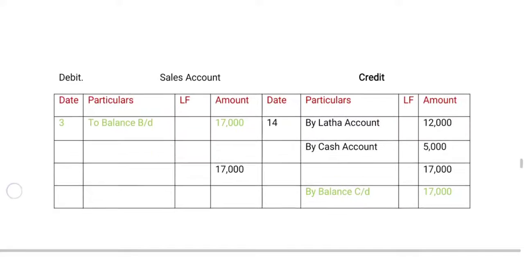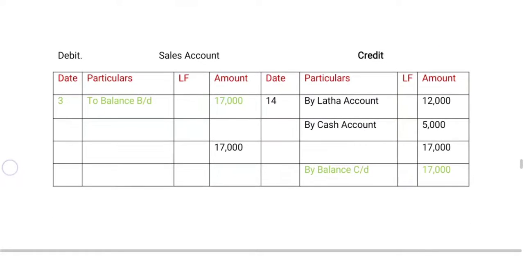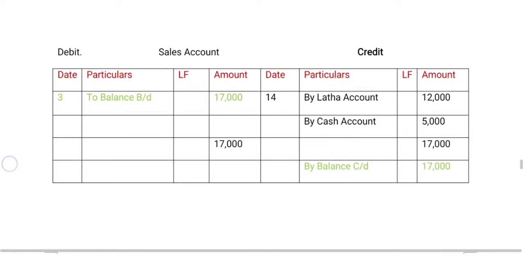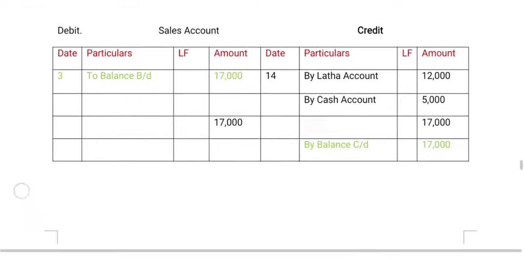Then we are going to the sales account. Here also the same: cash sales and credit sales. Cash sales is 5,000, credit sales is 12,000, total amount is 17,000. On the debit side there is no amount, so we take all the amount as balance brought down. Then this amount is transferred to the next month as balance carried down.